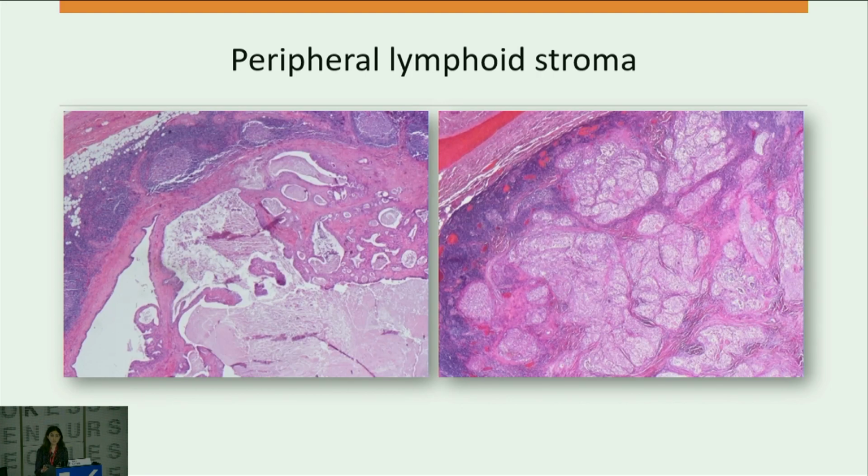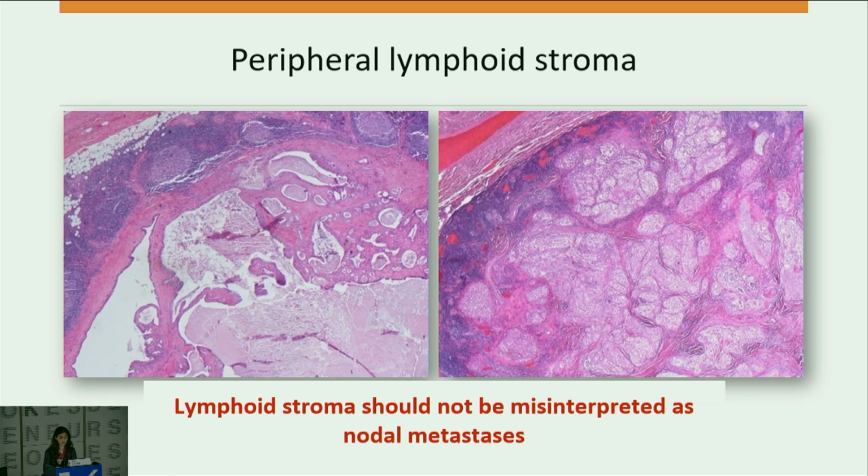This lymphoid stroma is very common in mucoepidermoid carcinoma. In a study we did, we saw it in more than 50% of the cases. And this should not be misdiagnosed as lymph node metastasis. I've seen cases calling these a lymph node metastasis.